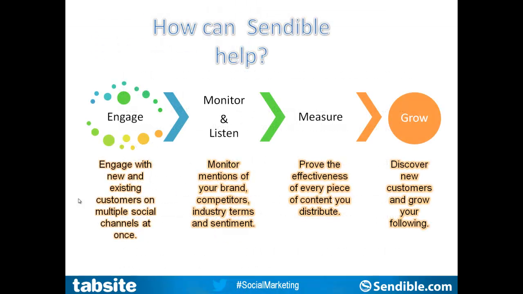And on the next slide is just going through the 4 key areas of effective social media management, and really the areas that Sendible based their features on. So the first one is engage, how you can engage with new and existing customers on multiple social channels at once. Also monitor and listen, where you monitor mentions of your brand, competitors, industry terms, and as I mentioned, sentiment. And there's also measure, which is the reporting and analytics, where you can prove the effectiveness of each piece of content that you distribute and each social account that you link up with Sendible. And lastly, grow, where you can discover new customers and grow your following.